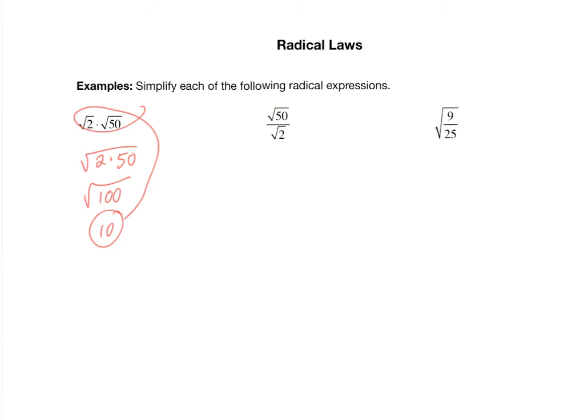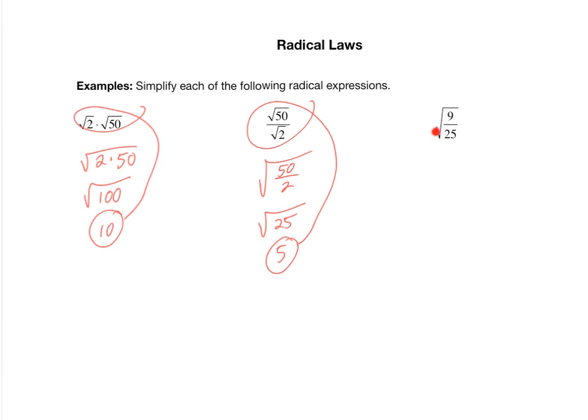Over here with this one, the quotient of the radicals can be rewritten as the radical of the quotient. We can recombine it like this. And the beauty here again, 50 divided by 2 is 25, and 25 is a perfect square. So the square root of 25 is exactly the integer 5. 5 is equivalent to that. I'd much rather look at this than that.